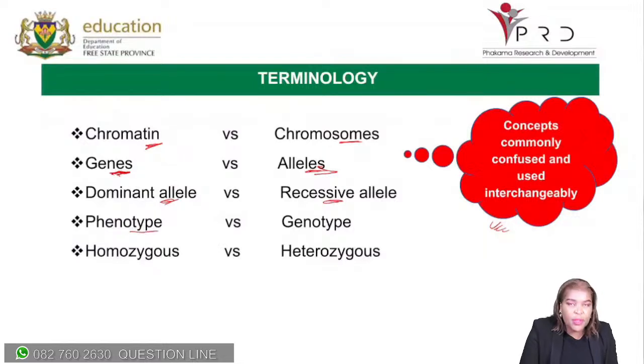Then a phenotype is the physical appearance of an offspring. A genotype is the genetic makeup of that offspring. And then homologous pairs, it means they are the same.